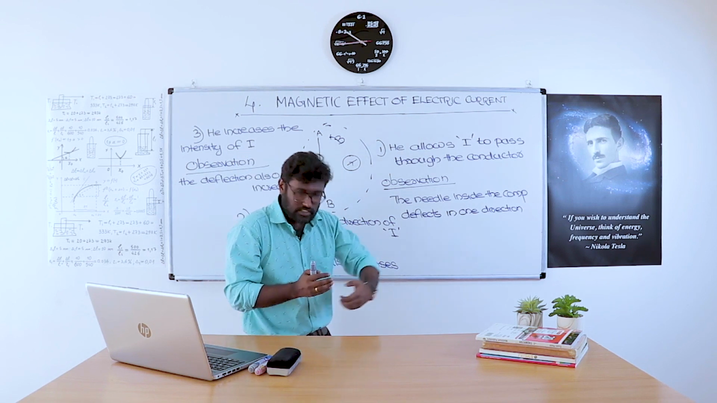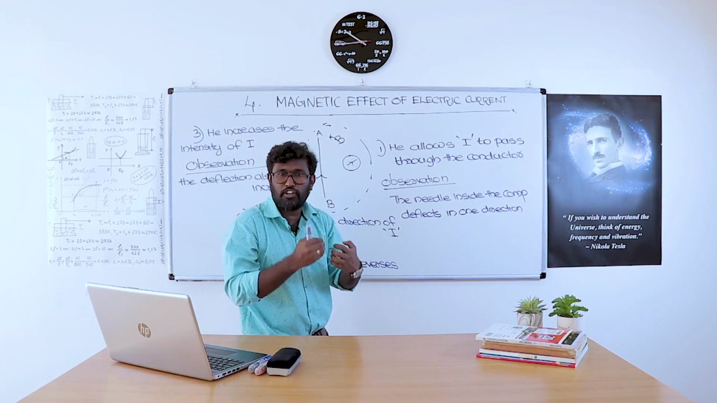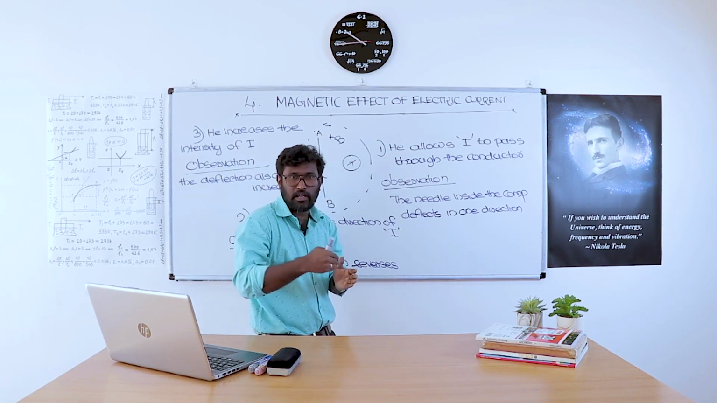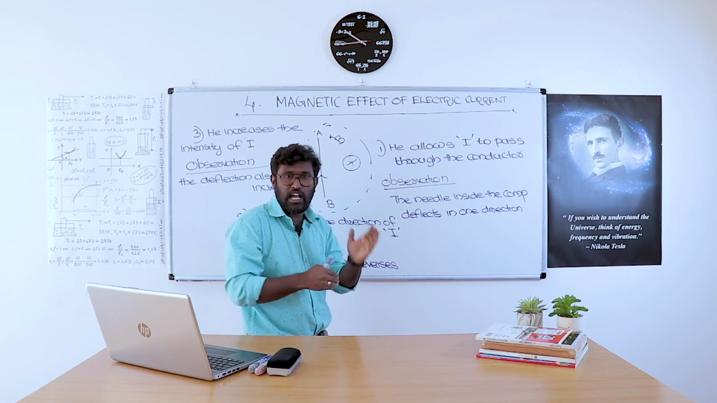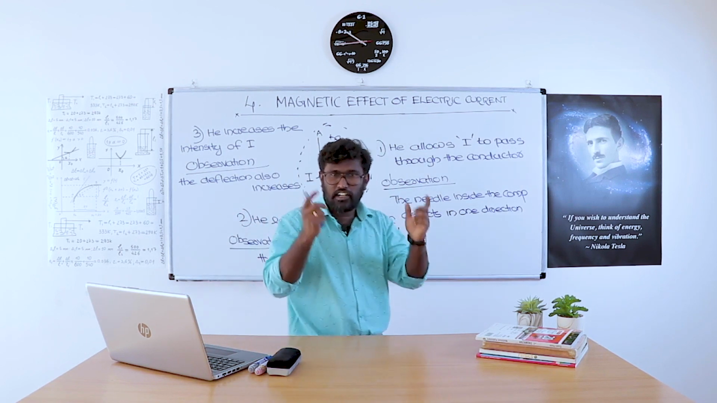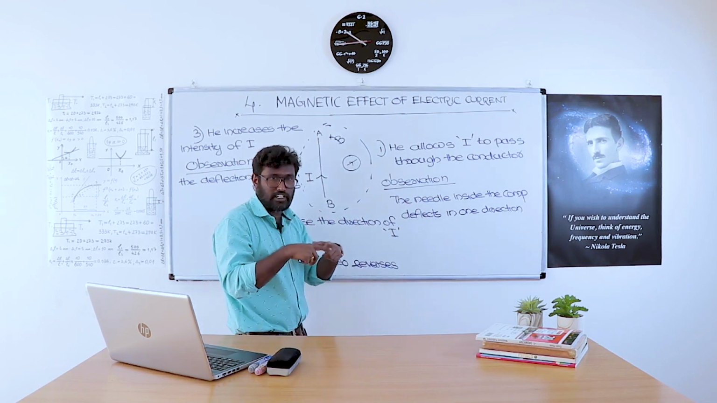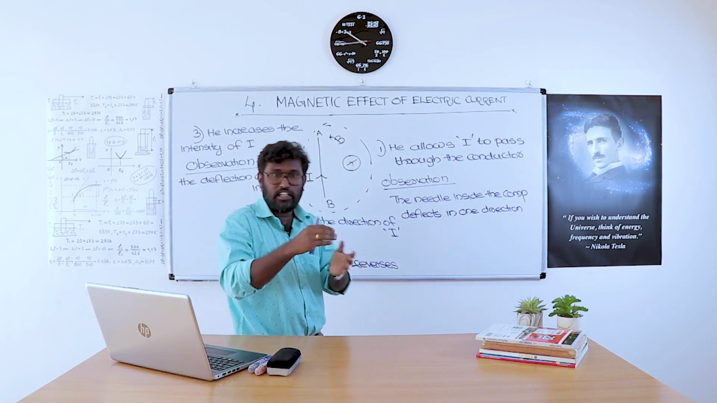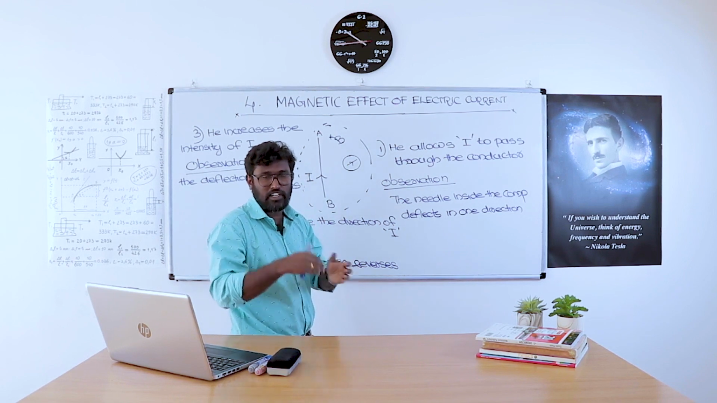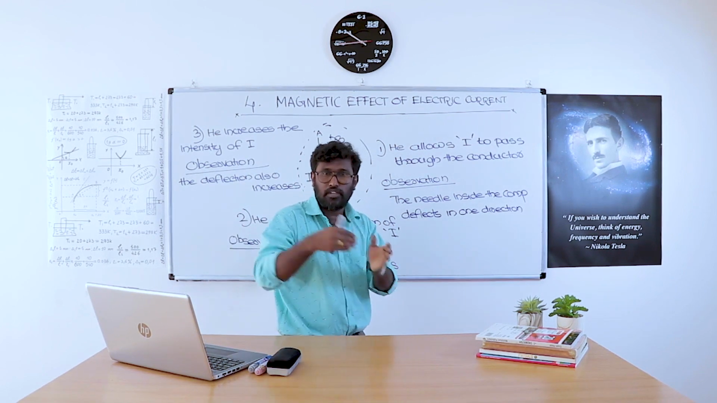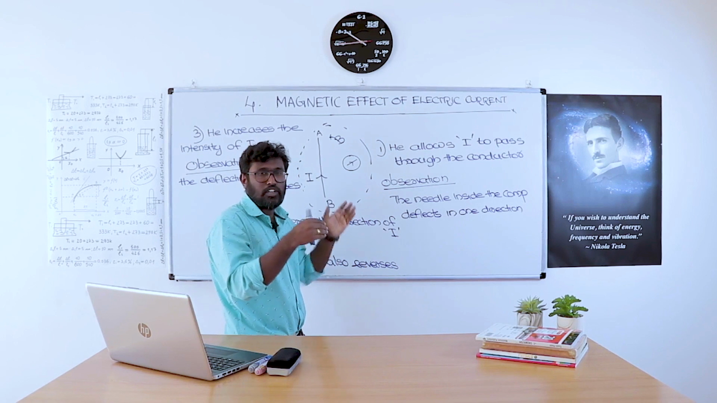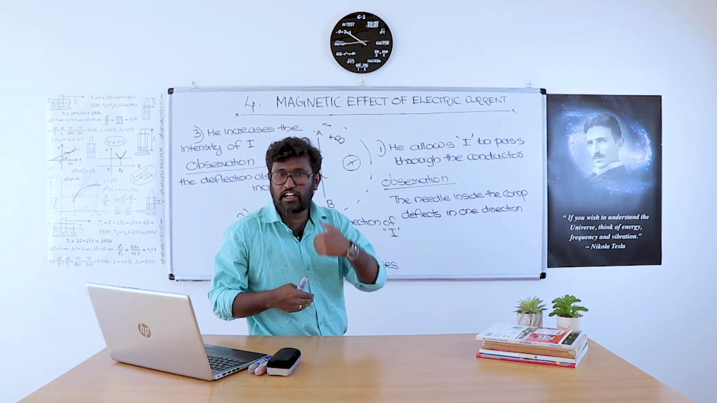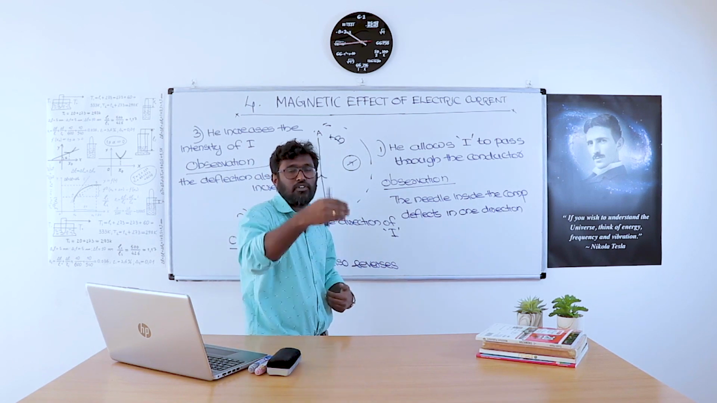He concluded the statement on the basis of the observations made by Hans Christian Ørsted. What are those observations? First of all, he allows electric current to pass through the conductor. Whenever electric current passes through the conductor, the needle inside the compass deflects in one direction. Then he reverses the direction of electric current and observes that the deflection is also reversed. And finally, he observed that whenever the intensity or strength of electric current increases, the deflection also increases.